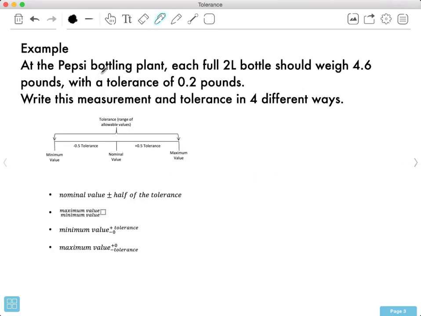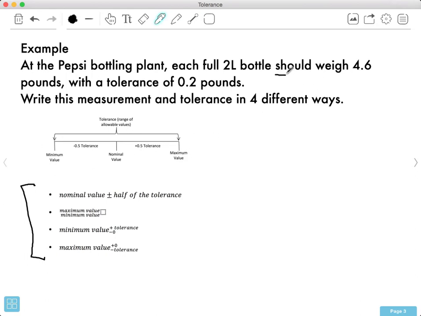So, at a Pepsi bottling plant, each full 2-liter bottle of Pepsi should weigh 4.6 pounds with a tolerance of 0.2 pounds. That's how the machine would figure out if the bottle has not been overfilled or underfilled. It would weigh each bottle and just make sure it's the right weight. So it says write this measurement and tolerance in 4 different ways. Before I get to the 4 different ways, I'm going to try to fill out this chart. And I would recommend that if you're struggling with this topic, starting with this chart is a good way to go.